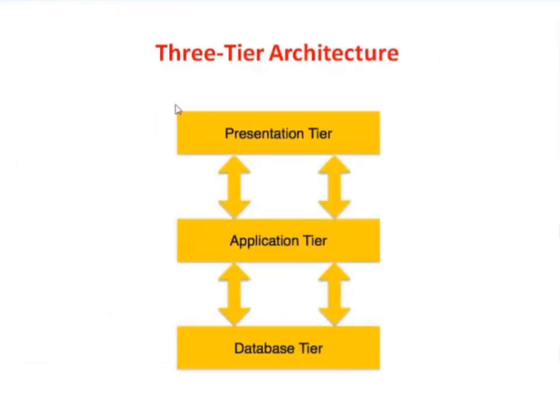Now, this is three-tier architecture. As the name indicates, you will find three levels. The first level, the bottom level, you call it as database tier, where the actual database resides. In the middle, you will find application tier. This will act as interface between the user and the database, and the presentation tier where the regular users are sitting and using the database.